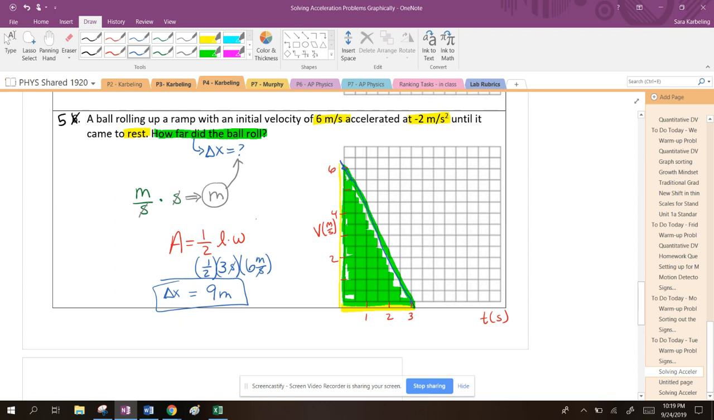That means that the ball that's rolling up the ramp, starting at 6 meters per second, decreasing speed at a rate of -2 meters per second every second, rolls 9 meters as it's coming to rest.